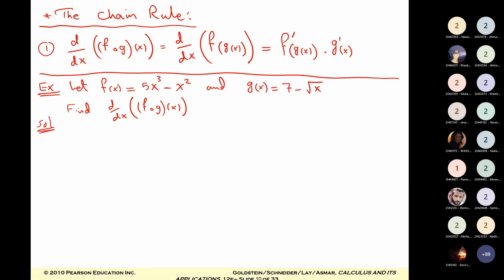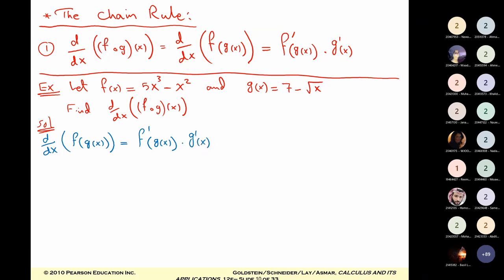To find the final solution, we need 3 steps. The first step, find the derivative f prime. The second, substitute g in f prime. And the third, find g prime. Look at this: d over dx for f of g of x equals f prime of g of x multiplied by g prime.